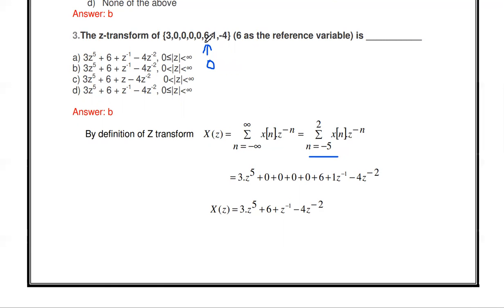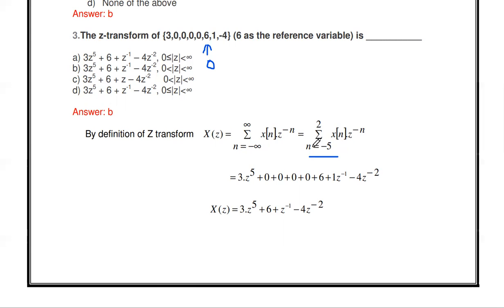Then plus 6 into, put n equal to 0 in this equation. So x of 0 into z power 0. What is the value of x of 0? 6. So 6 into z power 0, it is 1. Then plus next, this is the value of x of 1. If you are expanding this, put n equal to 1 here, it means 1 into z power minus 1.